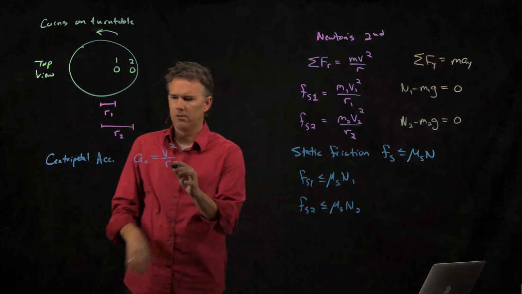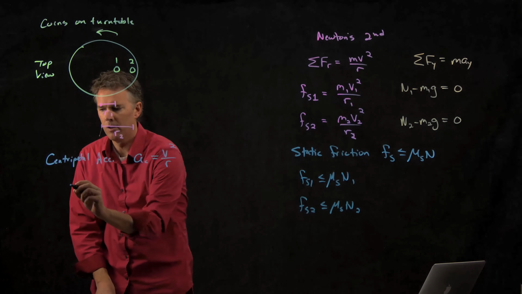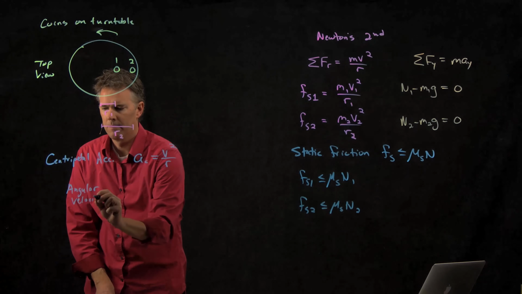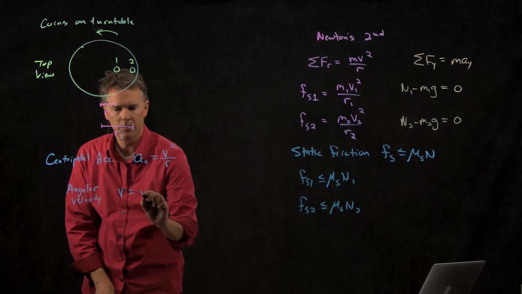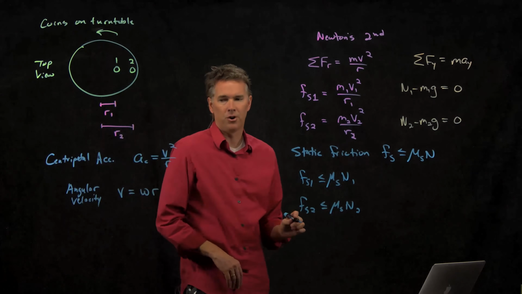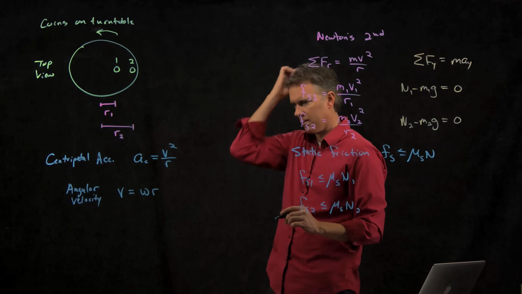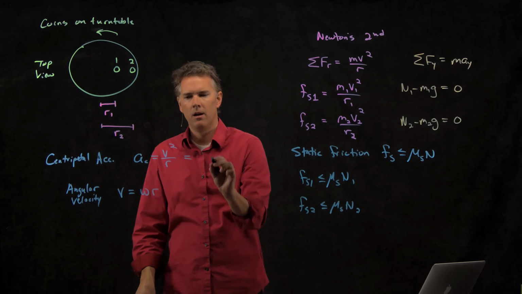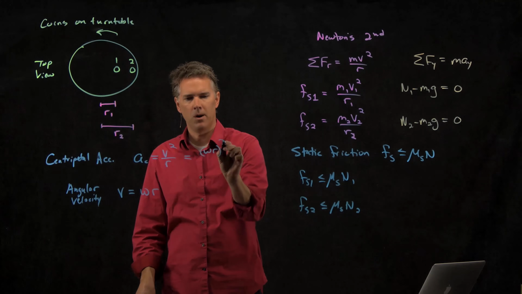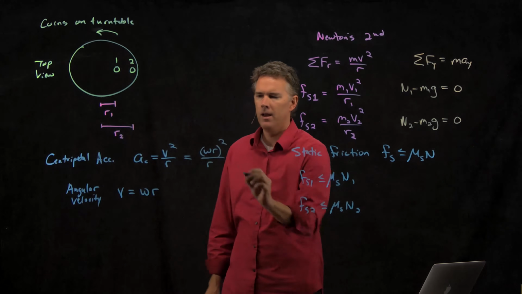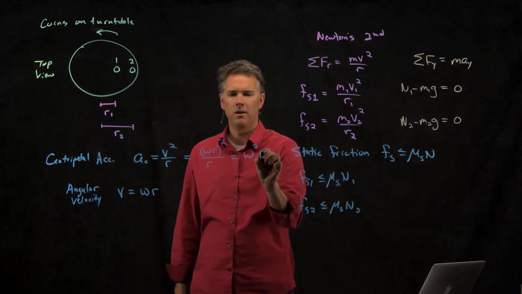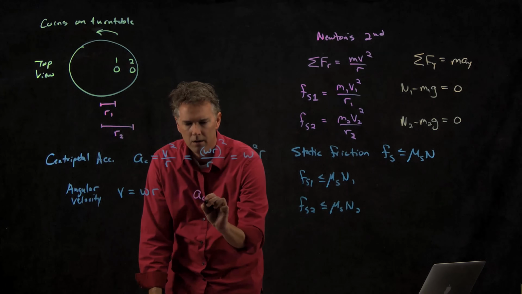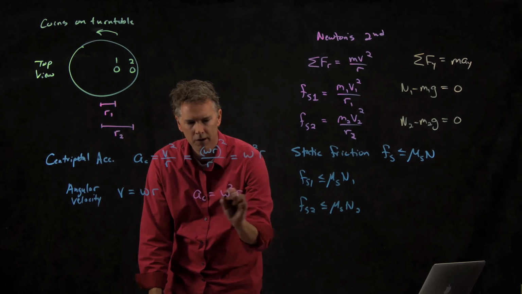So we need to rewrite this. And the way we rewrite this is through our good old angular velocity. V is equal to omega times r. If I take this relationship and I put it into here, what do I get? I get omega r quantity squared divided by r, and so I just get omega squared times r. So centripetal acceleration you can write as omega squared times r.